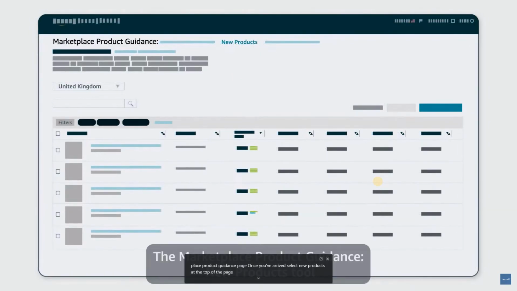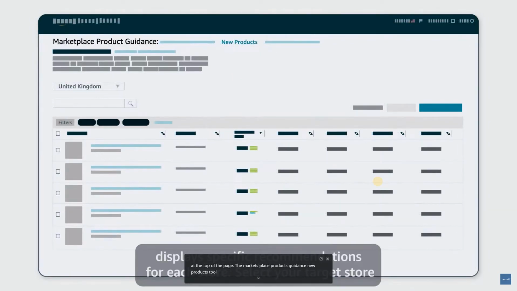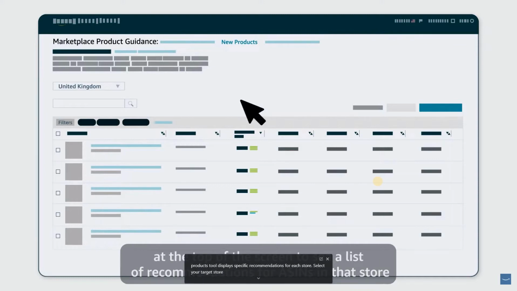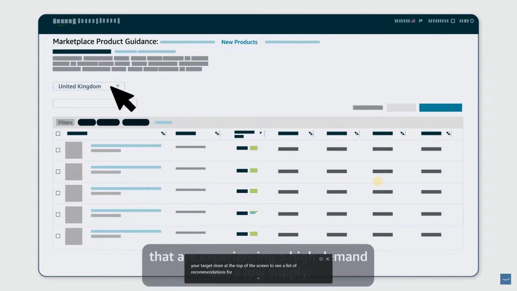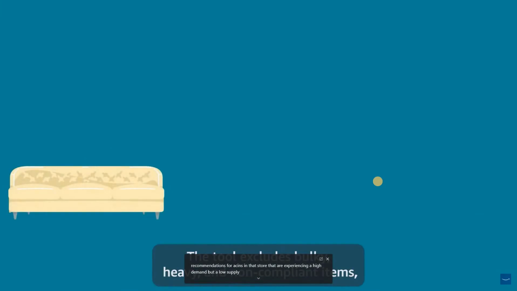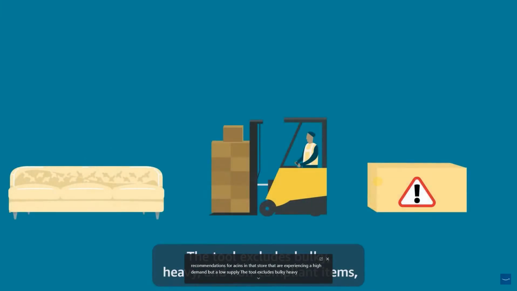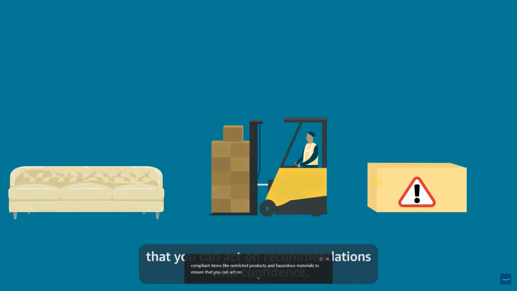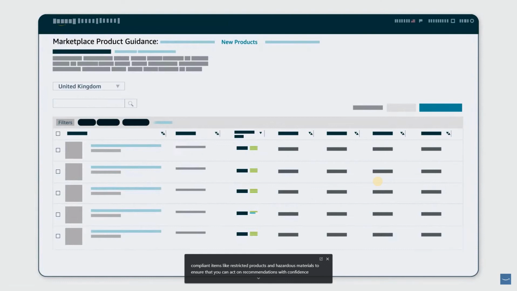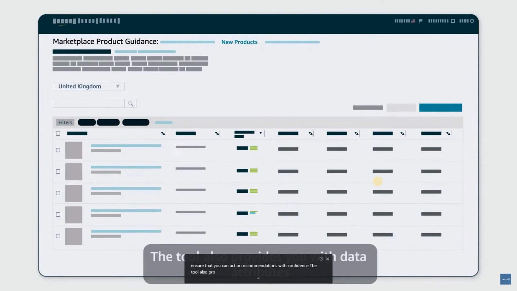The Marketplace Products Guidance New Products tool displays specific recommendations for each store. Select your target store at the top of the screen to see a list of recommendations for ASINs in that store that are experiencing a high demand but a low supply. The tool excludes bulky, heavy, and non-compliant items, like restricted products and hazardous materials, to ensure that you can act on recommendations with confidence. The tool also provides you with data attributes and metrics for the ASINs it recommends.